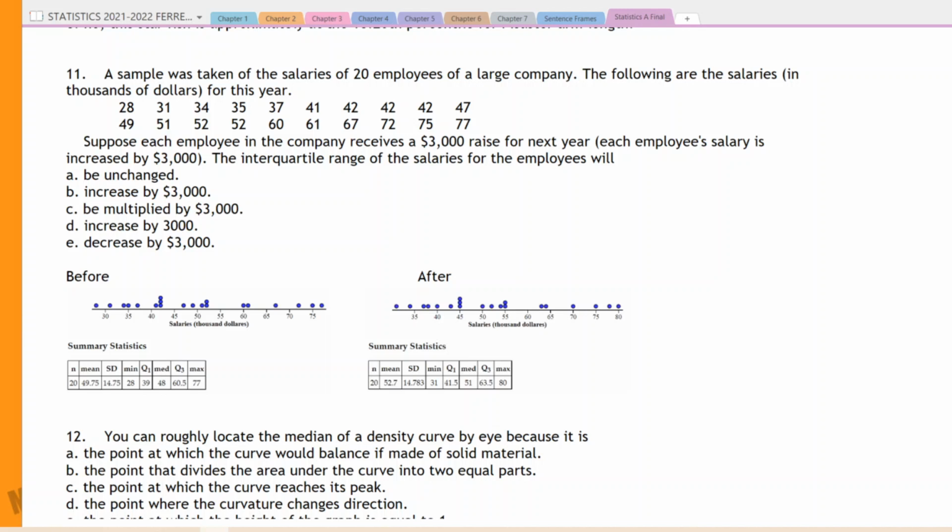Well, hey there, everyone. Today we're going to be looking at the AP Statistics Practice Test, questions 11 through 20, and I think we better just get started.